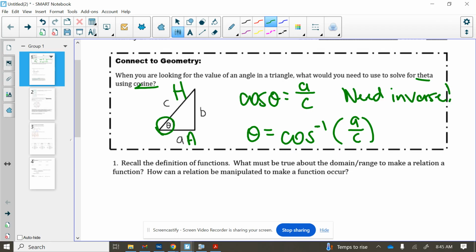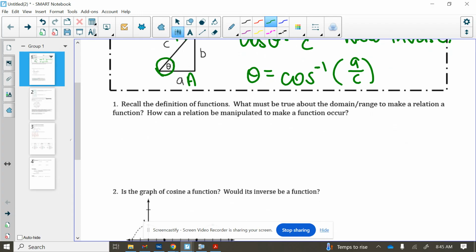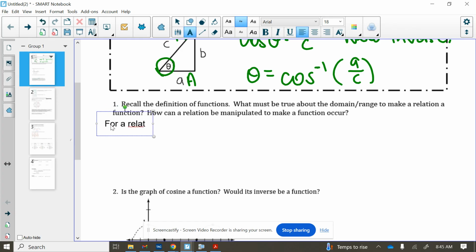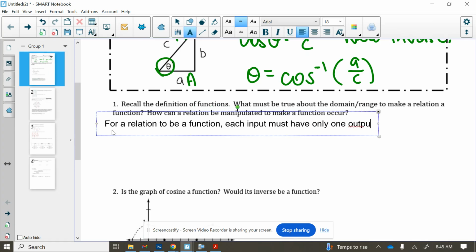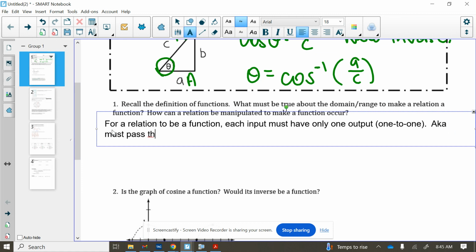Now if we start connecting this to what we've been talking about with functions, especially with cosine and sine, for a relation to be a function, each input must have only one output. Oftentimes we call this one-to-one, and that's what needs to happen in order for this to work, aka it must pass the vertical line test, right?